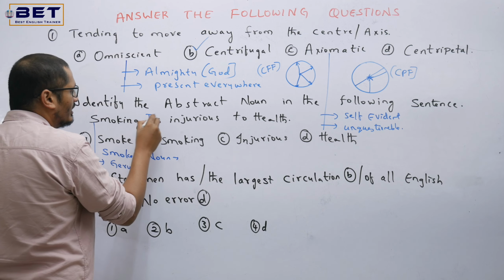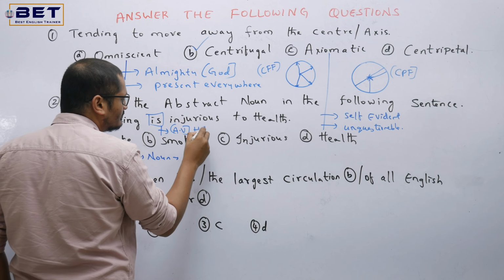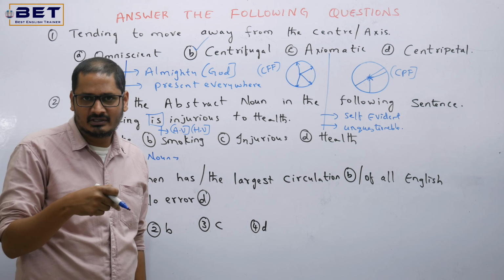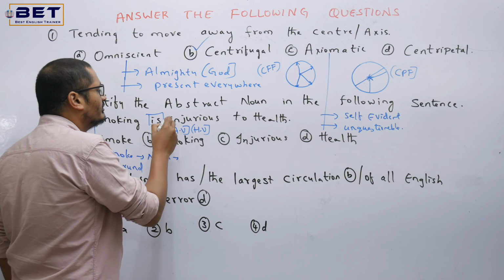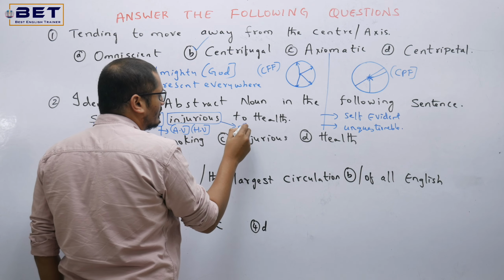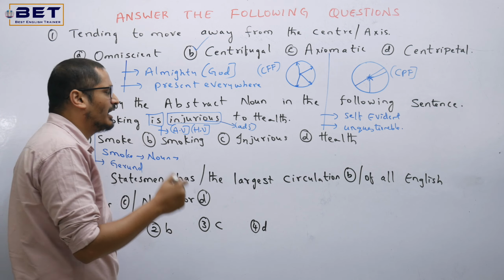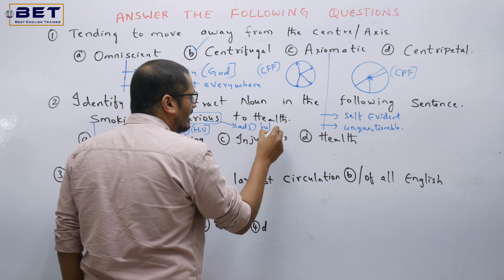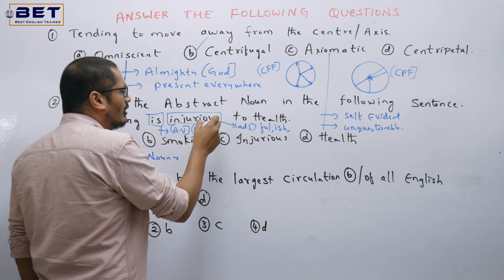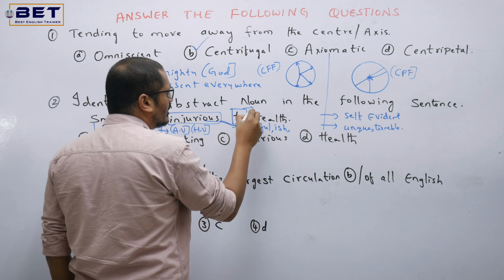Now next we have is. It's an auxiliary verb or helping verb. For example, we have am, is, was, were, have or has. That is the auxiliary verb. Next we have injurious. Injurious is an adjective, and whenever any word ends with ous, we generally call it an adjective. For example, words ending with full, or ish, like foolish, houseful, all these can be considered adjectives. Next we have the word to, that's a preposition.